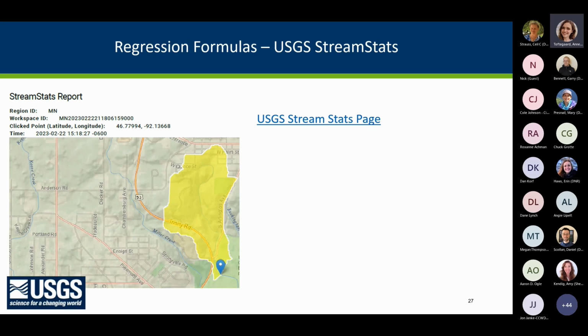If the period of record isn't long enough in the gauge, or there's no gauge on the river that we're studying, we'll often use something called StreamStats to get the hydrology information.